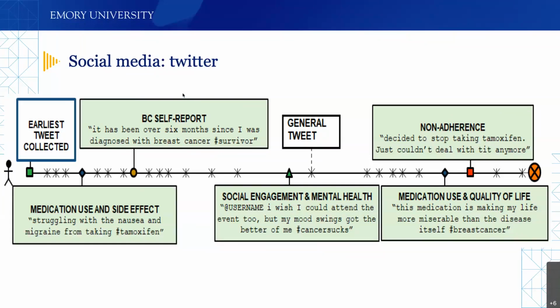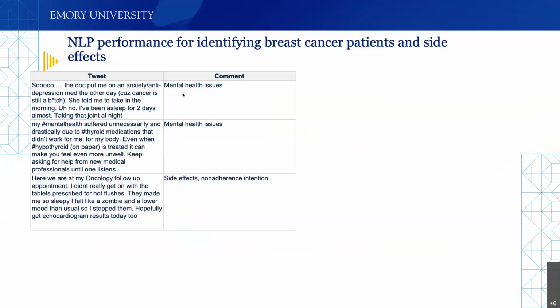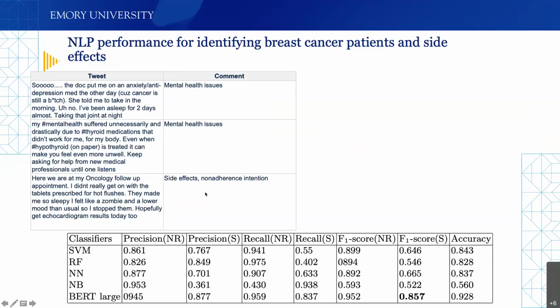So we developed an NLP system which properly identified different types of social media posts, like mental health issues, side effects, and non-adherence intention. And we saw that the performance was pretty good. With the BART large model, we got a 0.85 F1 score, which is pretty good for this kind of very challenging data.